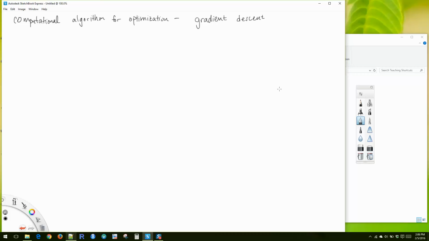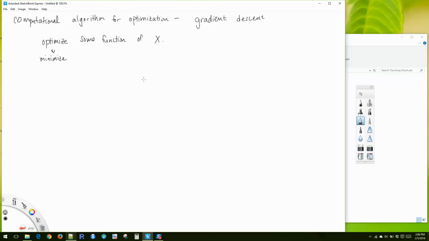Okay, and so basically, with gradient descent, let's say you're trying to optimize some function of x, okay? And by optimize we mean minimize in this case.